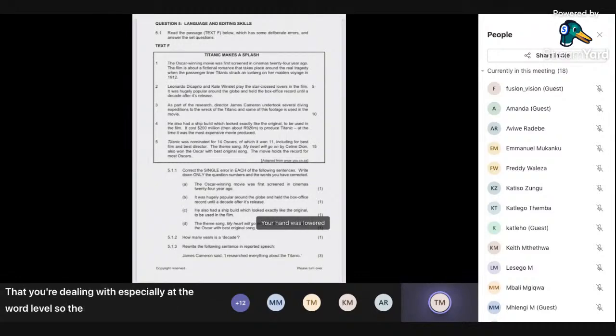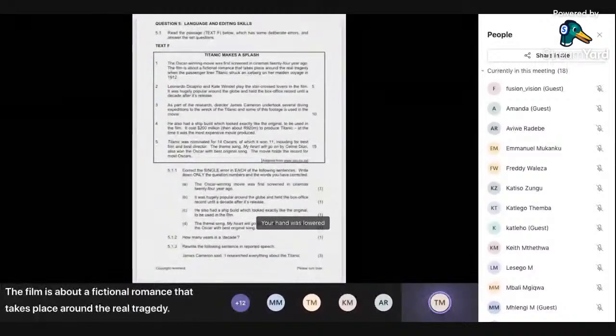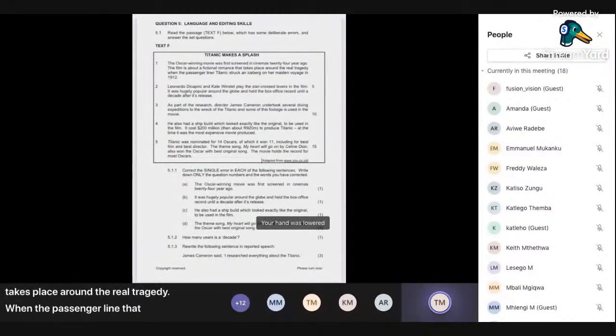So the Oscar-winning movie was first screened in cinema 24 years ago. The film is about a fictional romance that takes place around the real tragedy when the passenger liner Titanic struck an iceberg on her maiden voyage in 1912. Now, can somebody help and read for me there? Come on, guys.